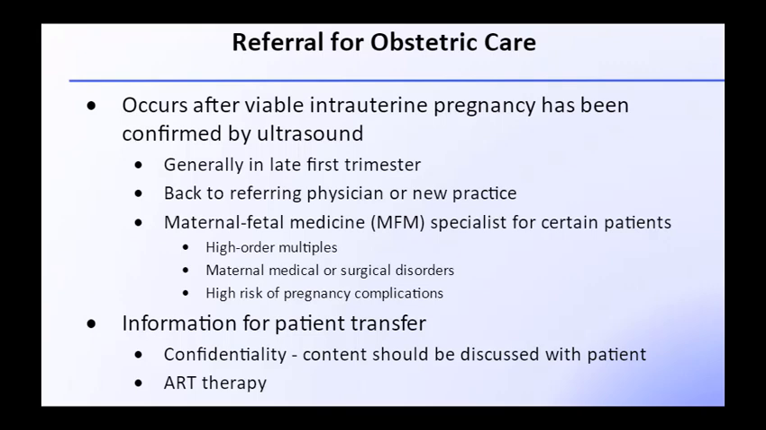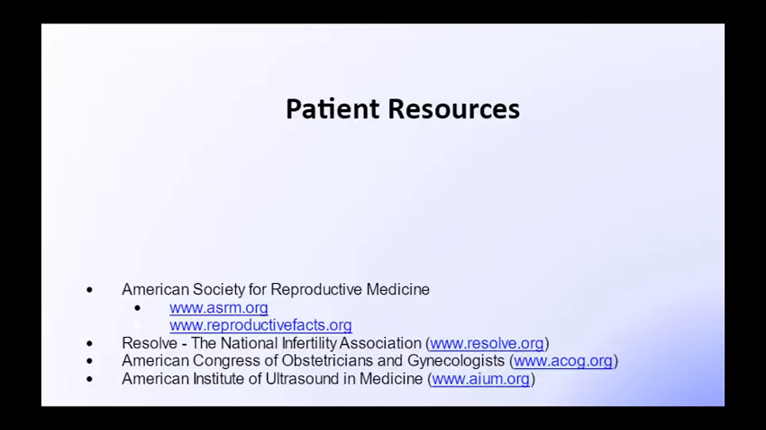Once a patient is ready for transfer to obstetric care, the content of what is to be included in records should be discussed with the patient. There may be confidentiality issues related to donor gametes or the use of ART therapy itself. There are multiple resources available for patients, including the ASRM, Resolve, ACOG, and AIUM.